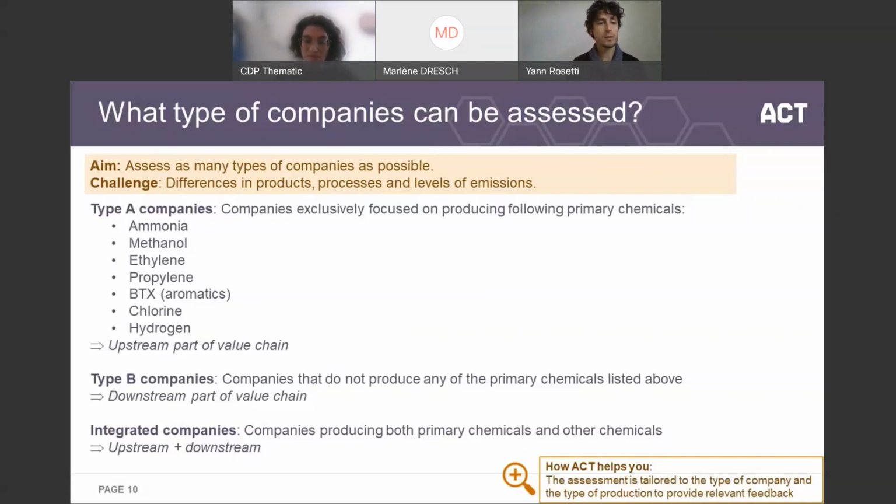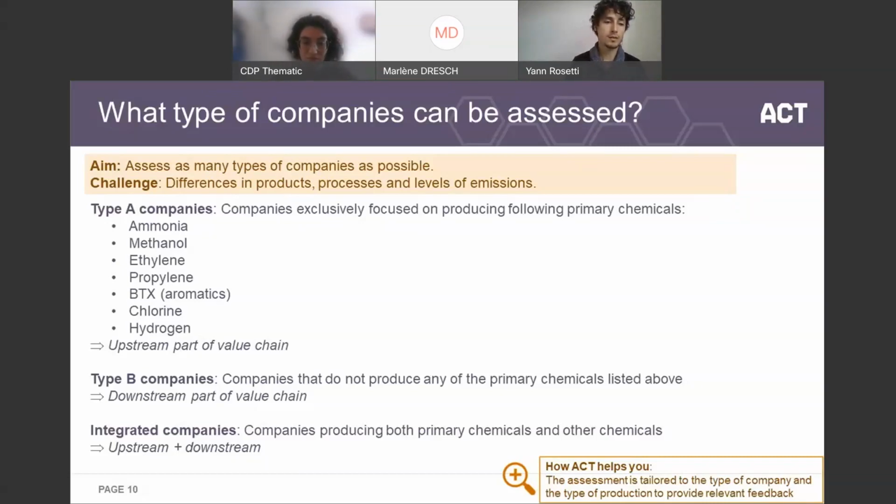The first one is type A, which corresponds to companies exclusively focusing on the production of primary chemicals, which are the following ones: ammonia, methanol, what we call the high-value chemicals, so ethylene, propylene, and the aromatic compounds, the BTX, and the 2 other ones, chlorine and hydrogen. So these type A companies are located in the upstream part of the value chain of the chemical sector.